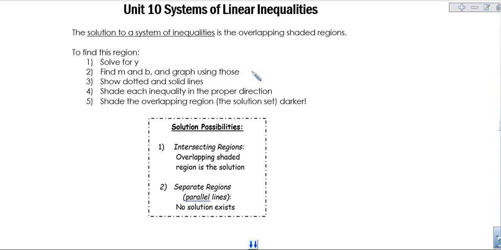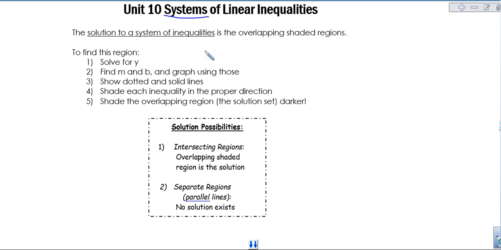Today we're going to be talking about systems of linear inequalities, which are basically the exact same thing from our previous video on graphing linear inequalities, but now we have a system. And a system just means we have more than one. We could have one, we could have two, three, maybe even four, depending on what kind of problem we're working on.